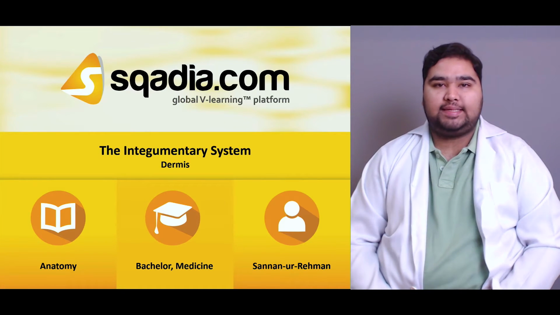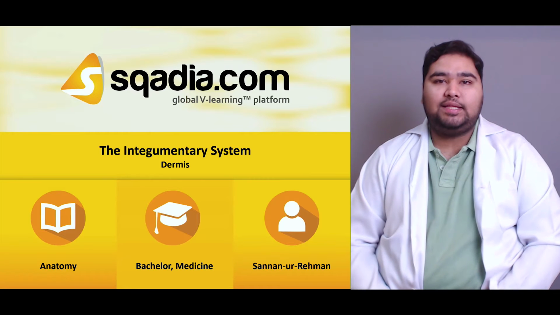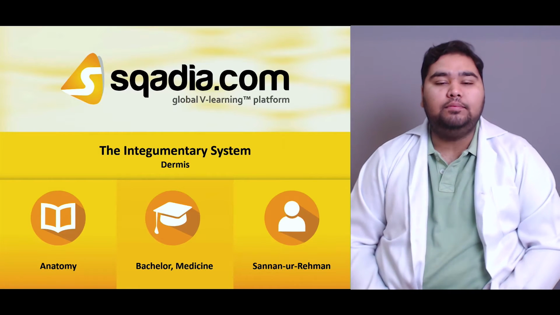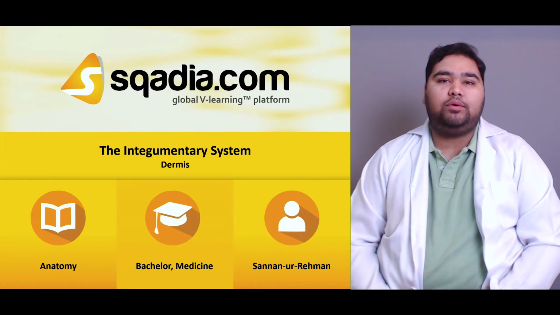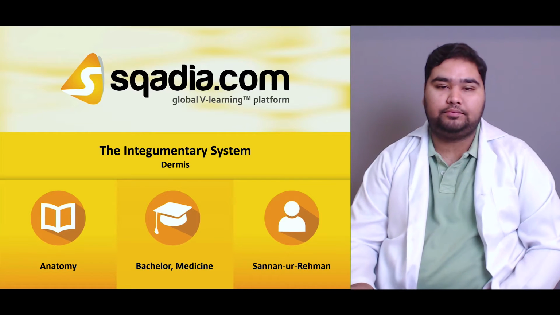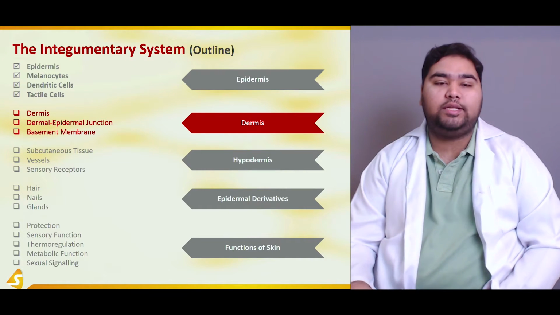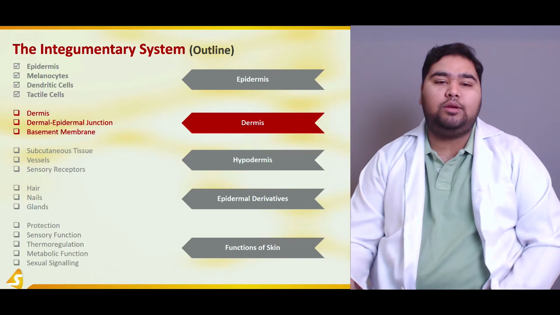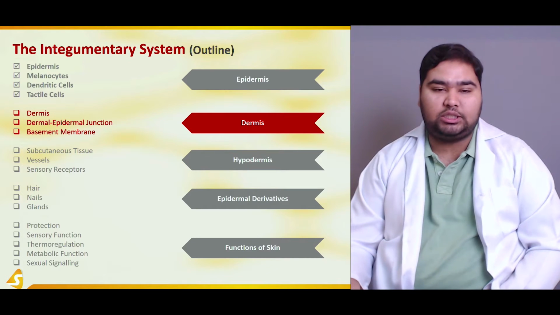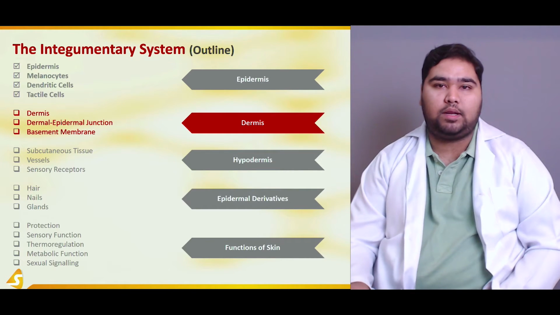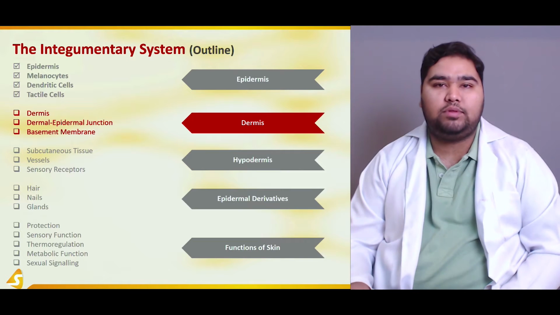Today the topic of our discussion is the integumentary system. This is the second section of this system, and in this we'll be discussing the dermis. We'll take a look at the dermis in a little detail, then move on to the dermal epidermal junction and then the basement membrane. I hope you're excited about this section.